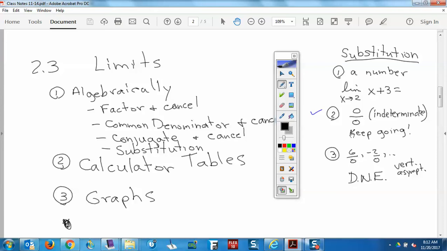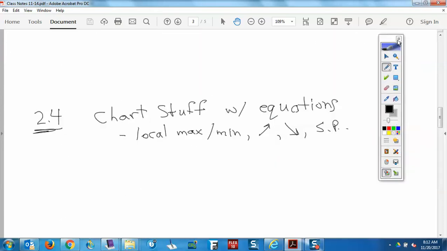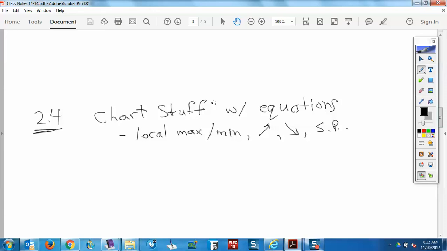So when you substitute in, if you get that. Okay, so most of our limit problems are going to be in this realm right here: 0 divided by 0, and then we keep going, do some algebra, and then we can plug in and get an answer eventually. So that's 2.3, and then 2.4 is just, like I said, we're going to come back and bring our chart stuff back in from chapter 1, except we're going to do it with equations.